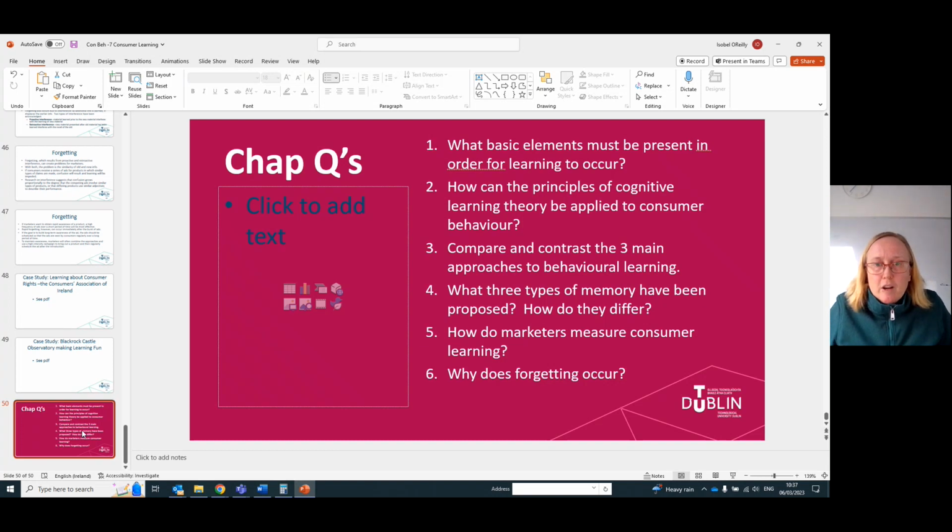So number 5, how do marketers measure consumer learning? You can see, go back to that slide again. That could be a short or long question, so look at how many marks are going for it to determine how much detail to give. And number 6, why does forgetting occur? Again, go back over that. That's likely to be a short answer, but again, look at the number of marks going for it and plan accordingly.